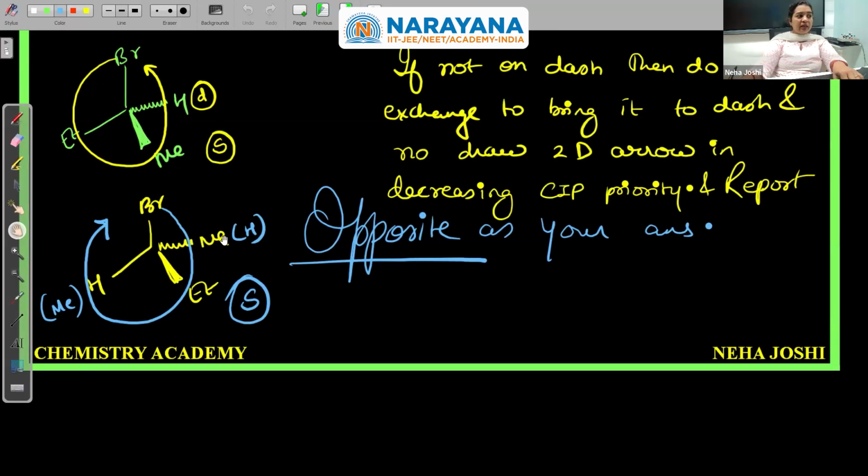Okay, I interchanged methyl and H with the blue pen. I just wrote in a bracket that I have an interchange in my brain. Now bromine to ethyl to methyl, the arrow is going clockwise, but I have to report the opposite because this is after one exchange. So my answer is S. Is that absolutely clear?